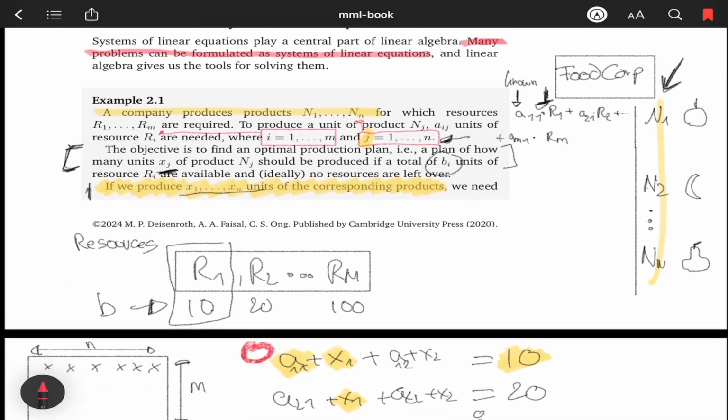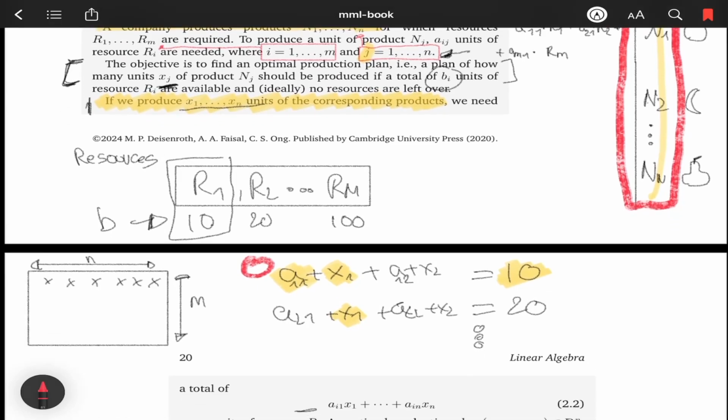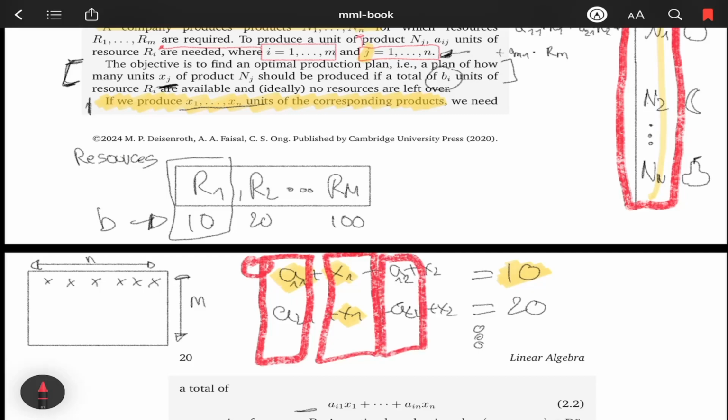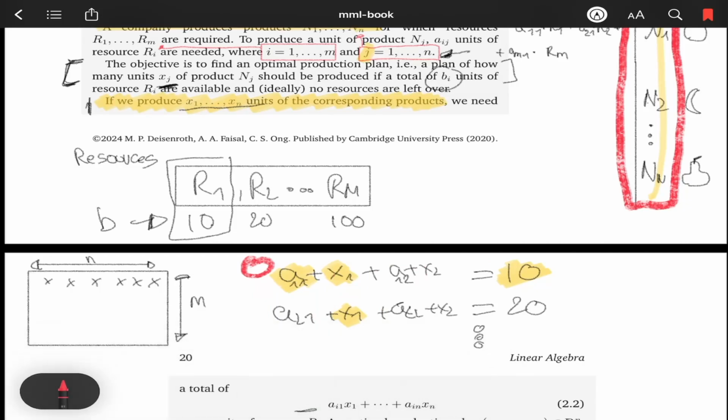So the initial confusion here was that I assumed the right side are the products, but they are not the products. The right side are the units of resources. And the products actually are here, how many of those products we have. And the coefficient, in this case A, is the relationship of how many of those products relate to the resources we have.